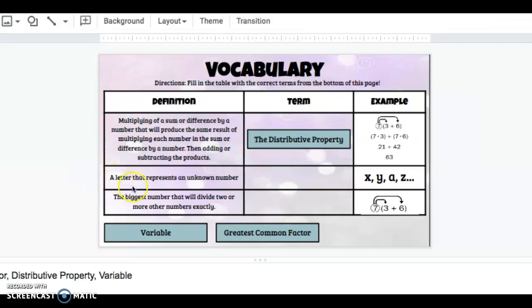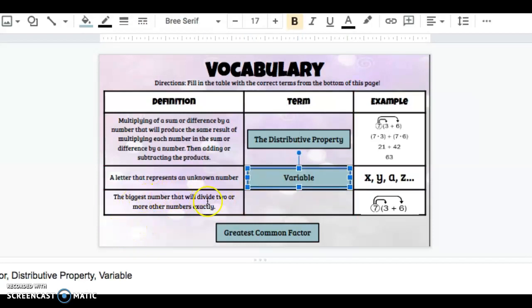Okay, a letter that represents an unknown. So is that variable or greatest common factor? We talked about it yesterday in our live instruction. And we talked about it on Monday in our live instruction. So a letter that represents an unknown number is called the variable.